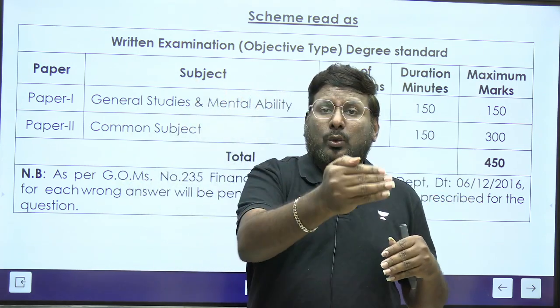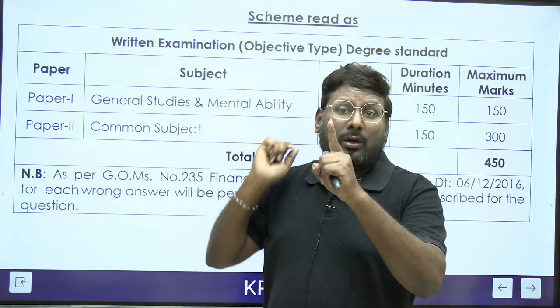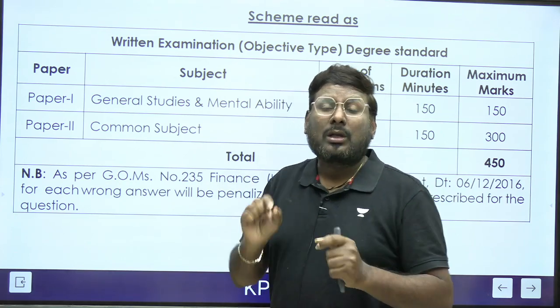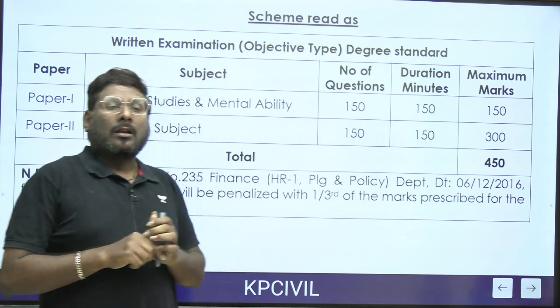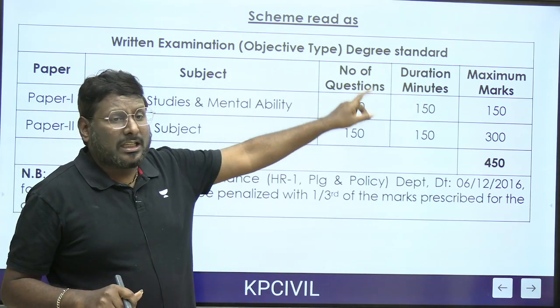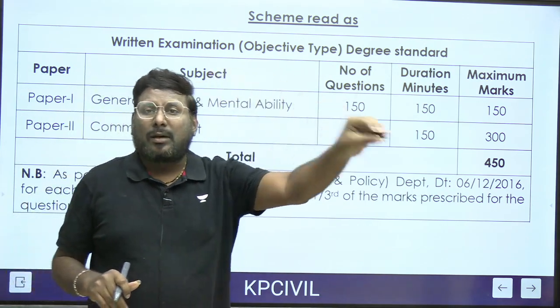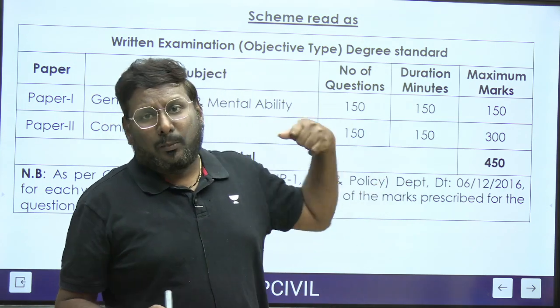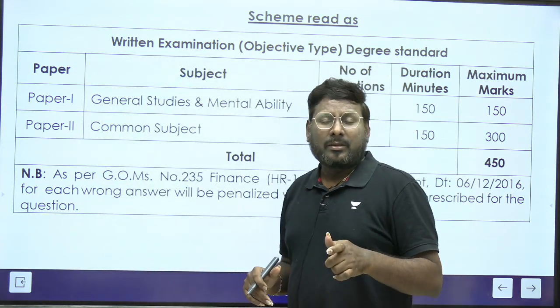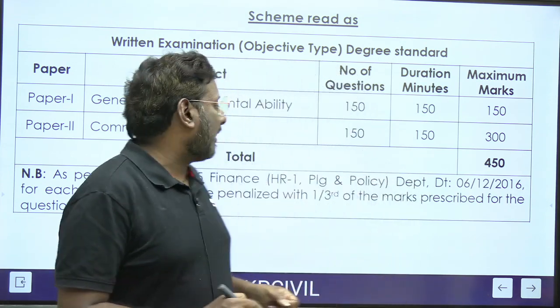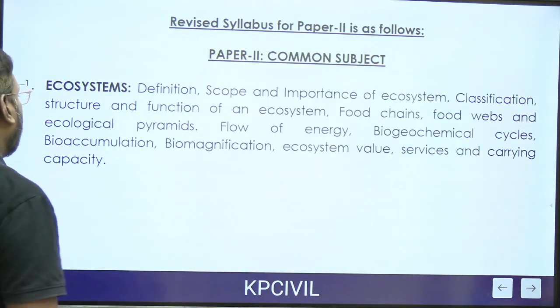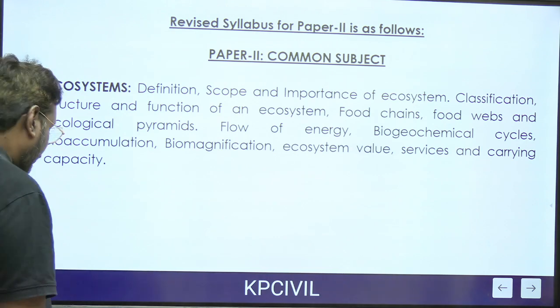Instead of paper 2 and paper 3, they have given only one paper, that is paper 2, a common subject paper for all different branches, with 150 questions, each question 2 marks, 300 marks in total. And for both papers there is negative marking, 1/3 of the marks, for a wrong answer.